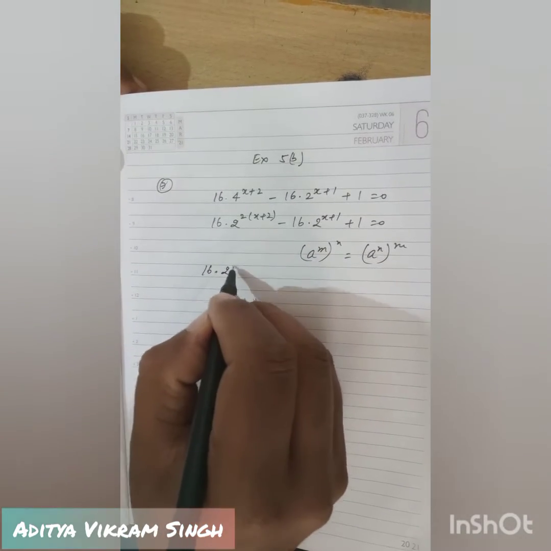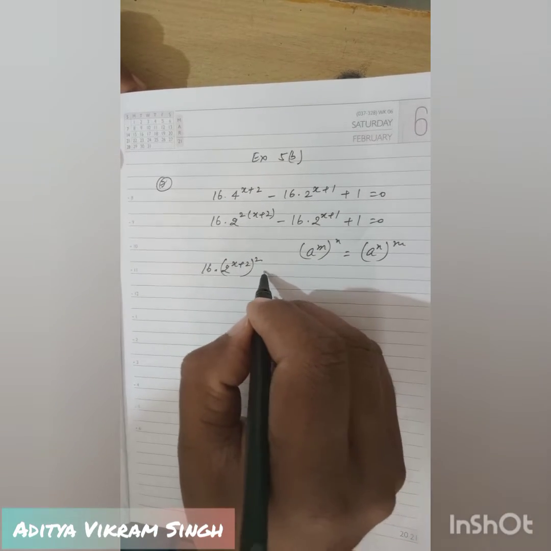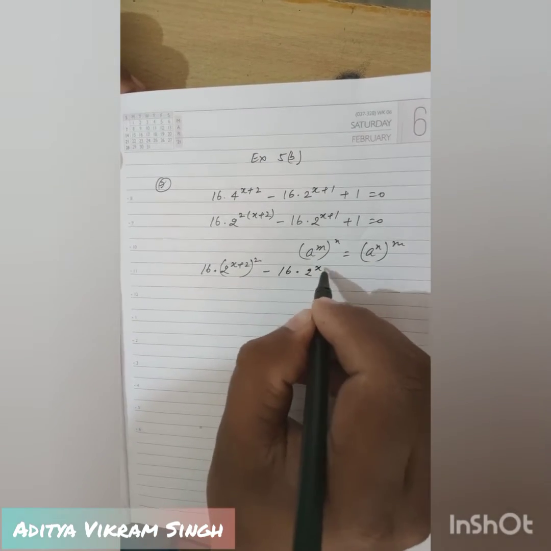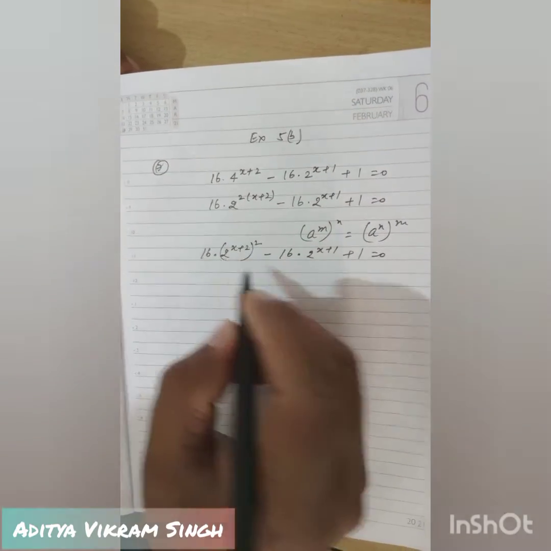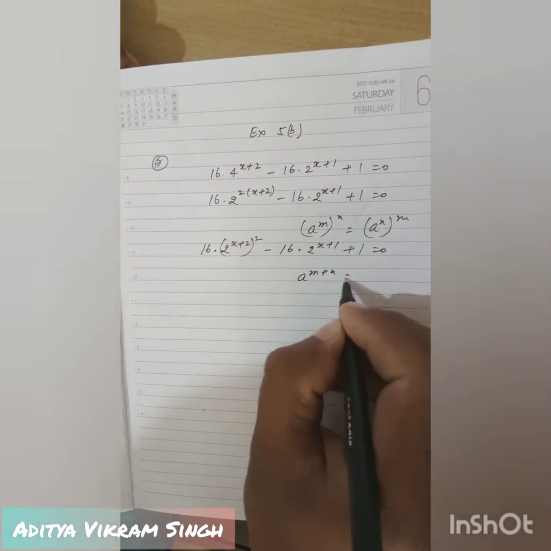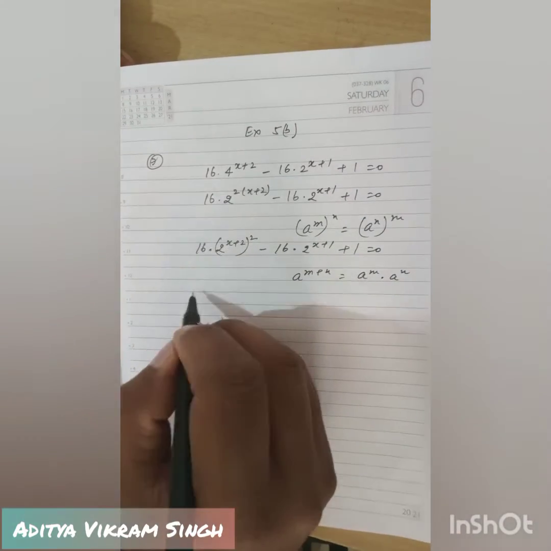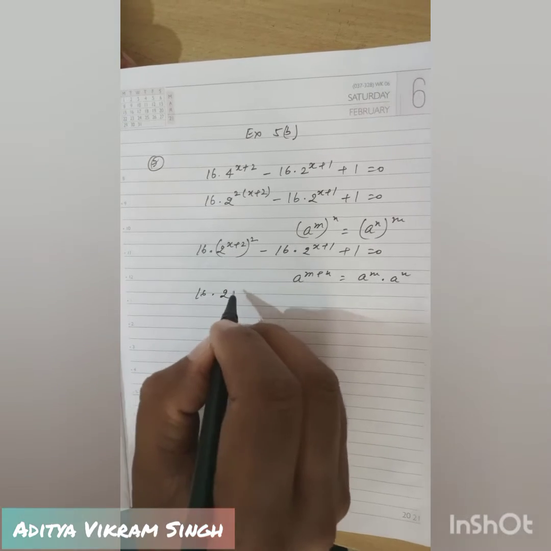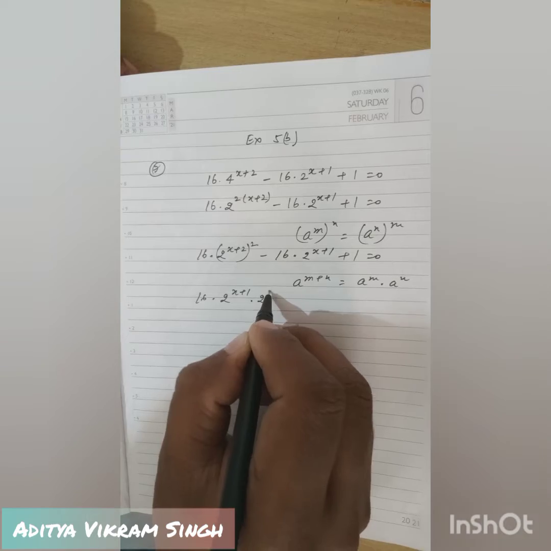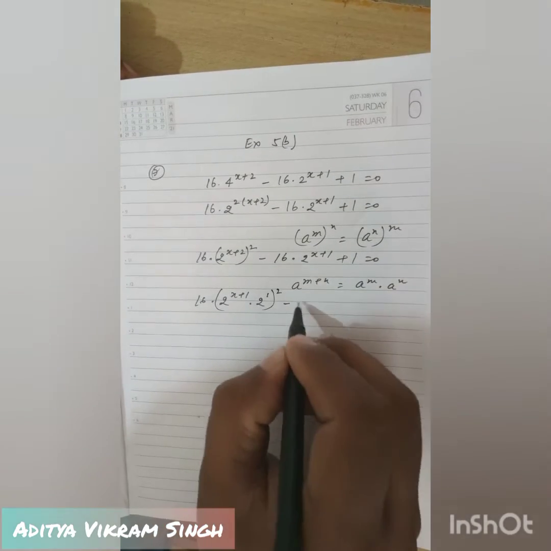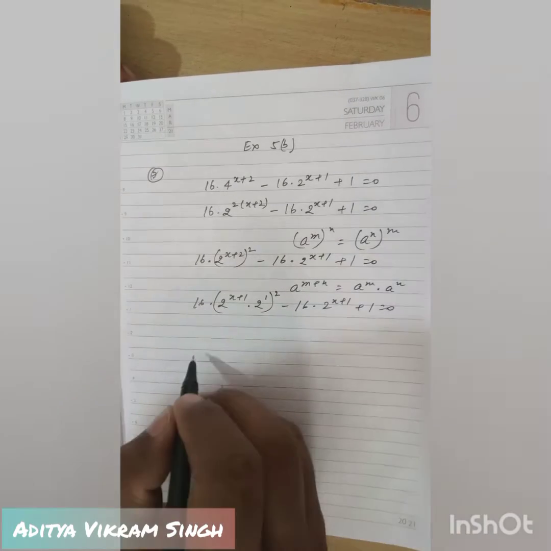So 16 into 2 to the power x plus 2 whole square minus 16 into 2 to the power x plus 1 plus 1 is equal to 0. Now we know that a to the power m plus n is nothing but a to the power m into a to the power n. So we apply this here. 16 into 2 to the power x plus 1 into 2 to the power 1 of whole square minus 16 into 2 to the power x plus 1 plus 1 equal to 0.